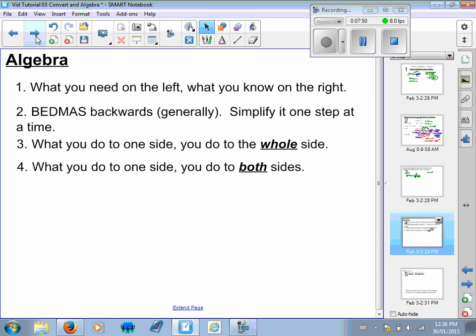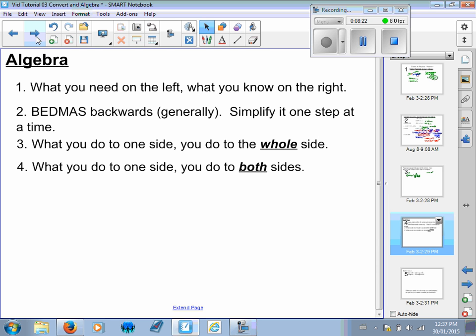The second rule, when you're trying to do this, you're basically going to operate on the equations, on the expressions, by working Bedmas backwards. Hopefully I'll give you a chance to see that in the example. Simplify it one step at a time. Don't try to take shortcuts. You should have completed grade 10 math before you came here, you should know how to do that, but we'll do it in a minute. And the big rule of algebra: what you do on one side, you do to the whole side, and what you do to one side, you do to both.